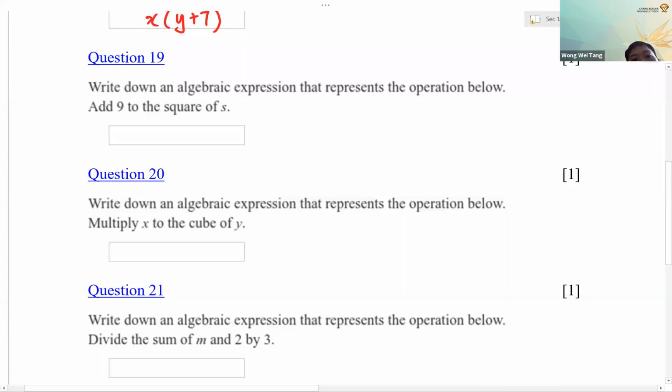Question 19. Okay, now add 9 to. So we take 9 plus something. Okay, plus what? Plus the square of s. So, Emma, what does the square of s mean? Emma? Emma, what does the square of s mean?